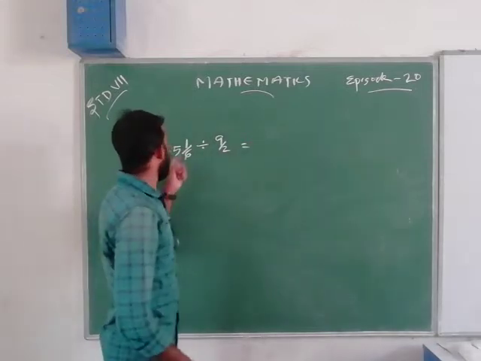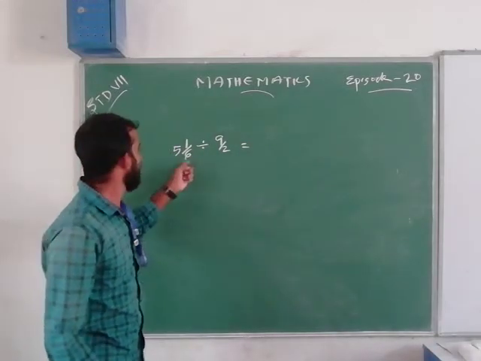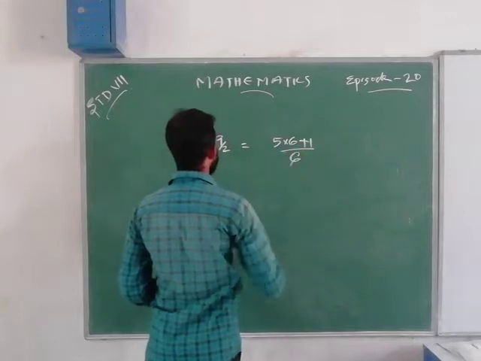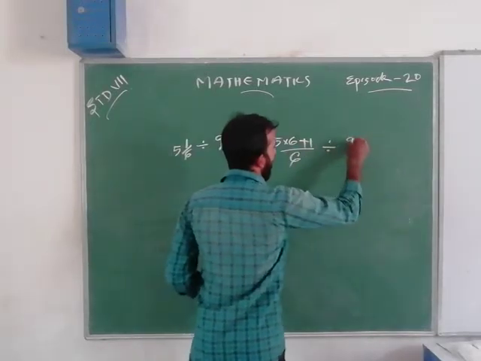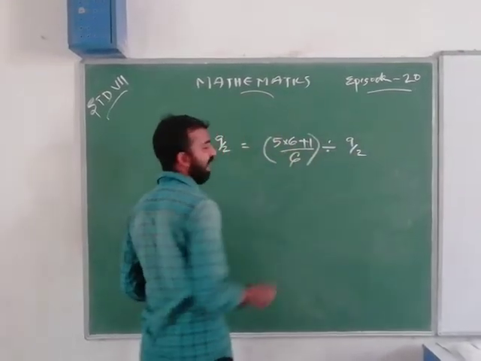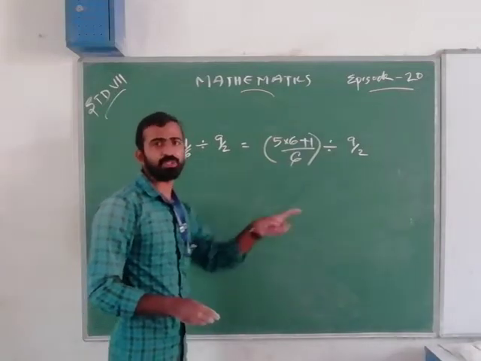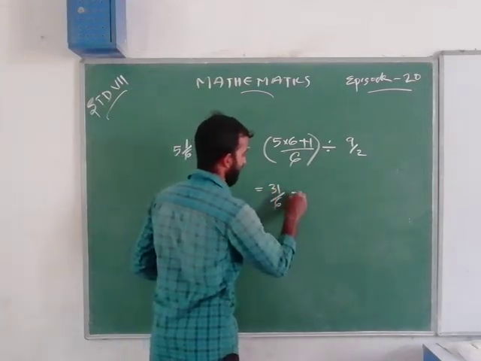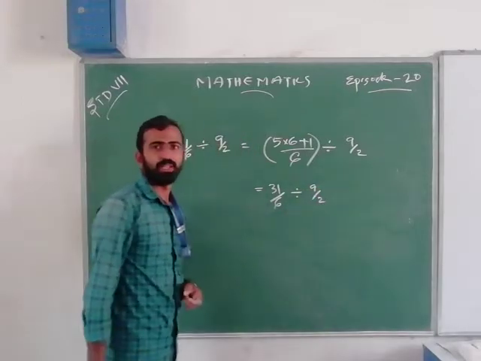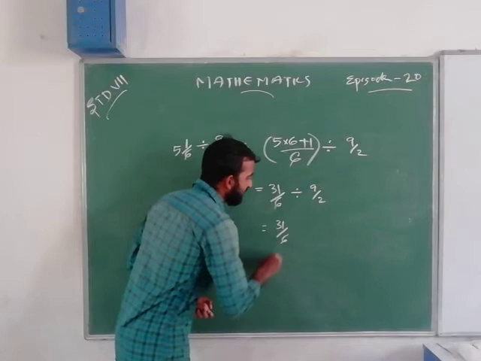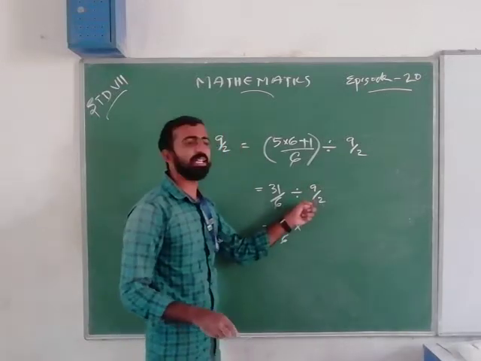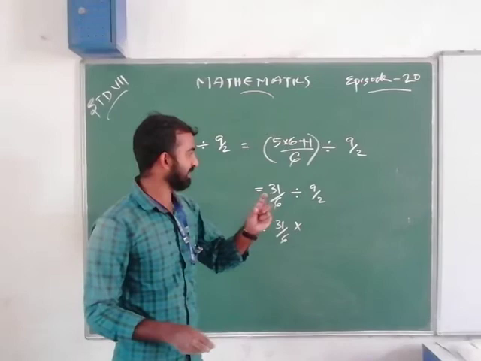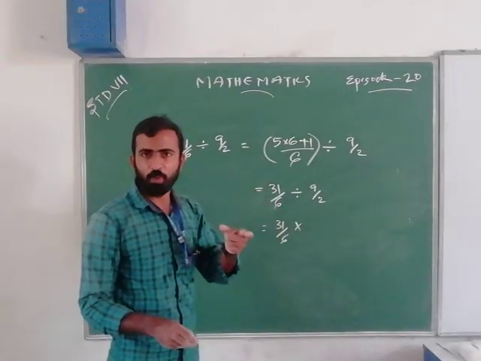And this one is a mixed fraction, 5 and 1/6 divided by 9 by 2. So we want to convert into improper fraction. That is, 5 into 6 plus 1 divided by 6, division 9 by 2. What is 5 into 6? 30. 30 plus 1, 31. 31 by 6 division 9 by 2. We write 31 by 6 into the reciprocal of 9 by 2, that is 2 by 9. Reciprocal means we interchange the position of numerator and denominator.